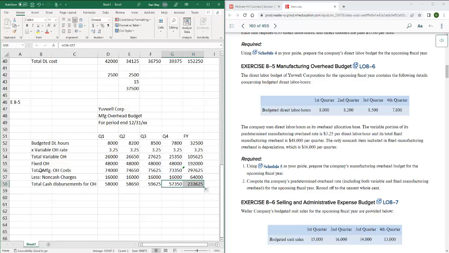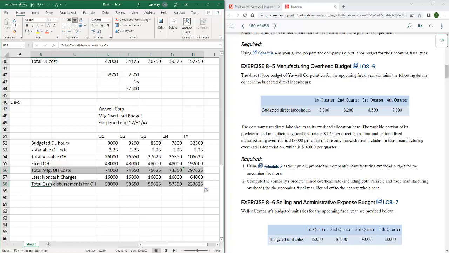Okay, so really point being on the overhead budget, we sort of want two totals. We want the total overhead costs. That can help us determine our product cost in total. And we also want the total cash disbursements for overhead so we can tie that out to our cash budget. Make sure we're going to have enough cash on hand to pay all these bills.